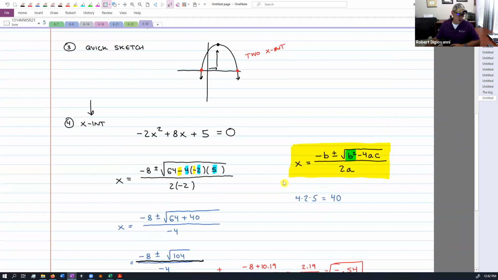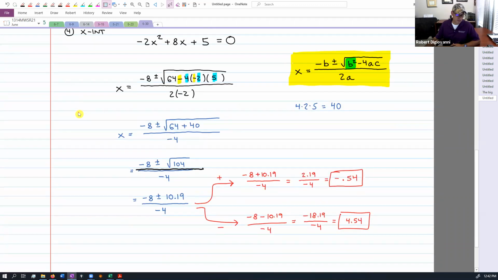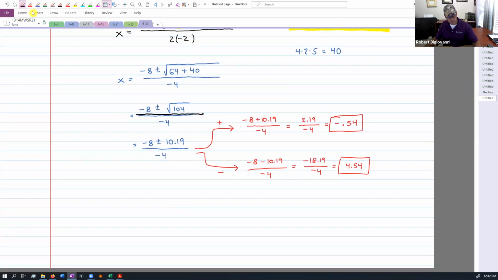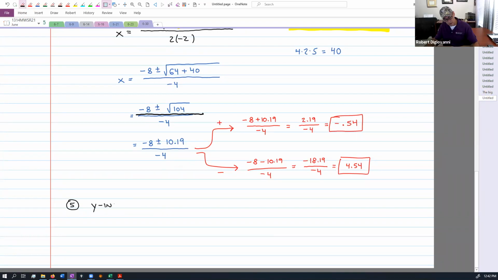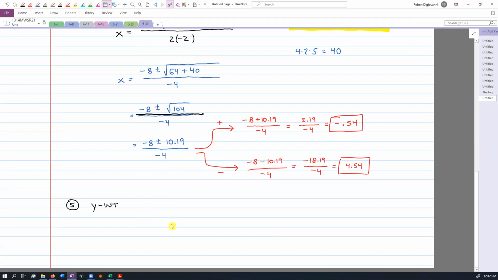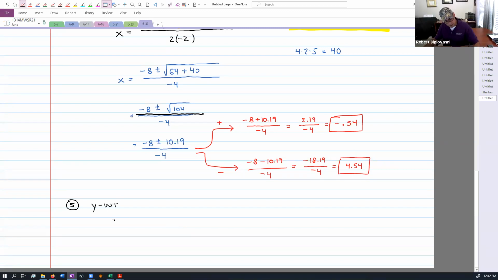All right, so Jamal, we just finished finding the X-intercepts. Do you know what the next step is after we found the X-intercepts? Find Y-intercept? Okay, so do you know how to find the Y-intercept? Don't you replace the X with 0? Yep, exactly. So we're just going to plug 0 into the original function.